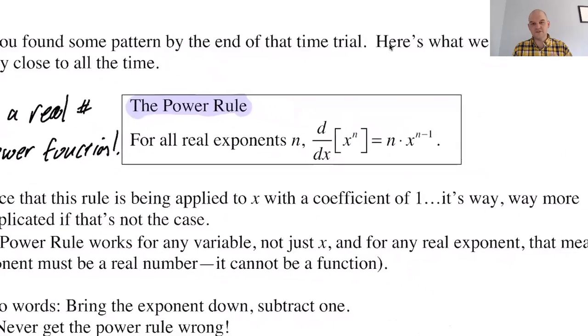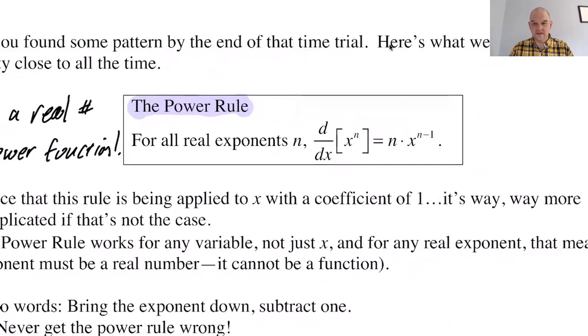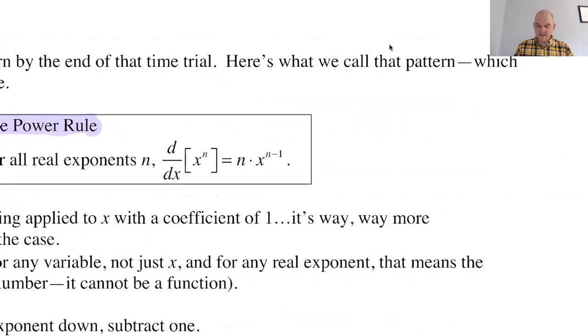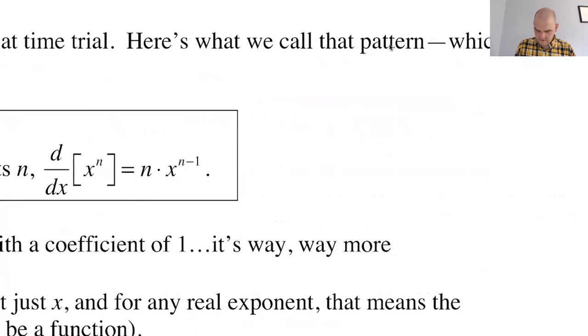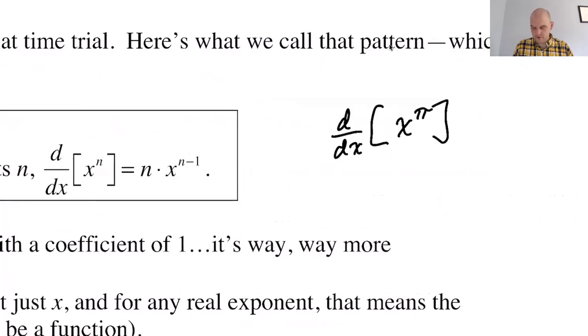The power rule says for all real exponents n, the derivative with respect to x of x to the n is exactly what we thought it was. Bring the exponent down, subtract 1. Bring it down, subtract 1. So it applies to any real number. So if I wanted to find the derivative of x to the pi, pi is a real number. So this should be pi x to the pi minus 1.